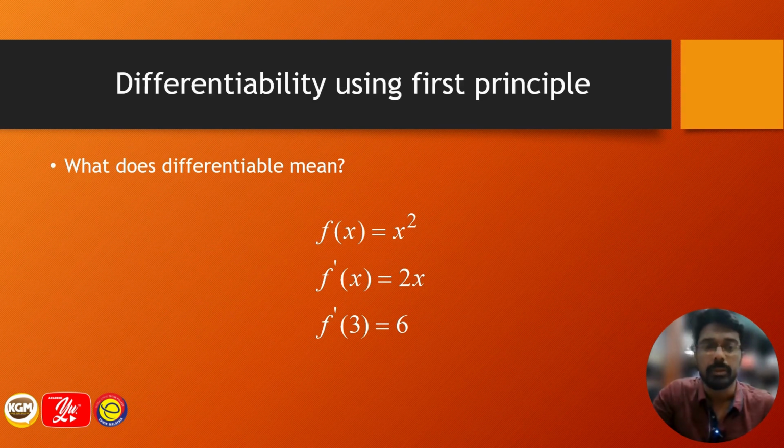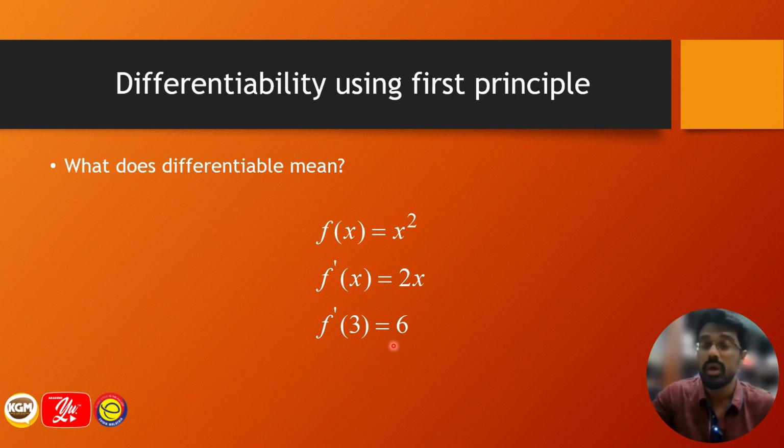So basically, what does this mean in terms of calculation? Say for example, I give you f(x) equal to x squared. Of course, if I ask you to differentiate, you would give me 2x. And if I ask you for f prime of 3, the x has been replaced by 3 and you are going to give me 6. So if I ask you, is it differentiable at x equal to 3? Of course you can say yes, because you can give me a value.